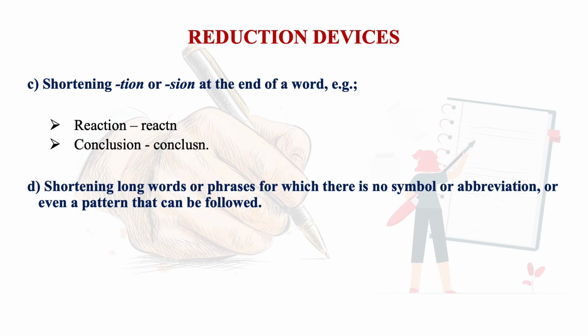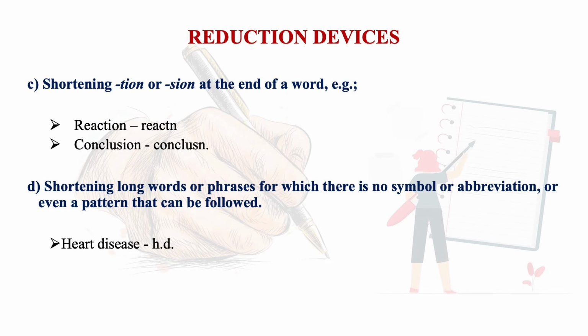Now, shortening long words or even phrases for which there is no symbol or abbreviation, or even a pattern that can be followed. If there are long words and there are no abbreviations for those words, then you can use a short version of those words. For example, just now I gave you the example heart disease.